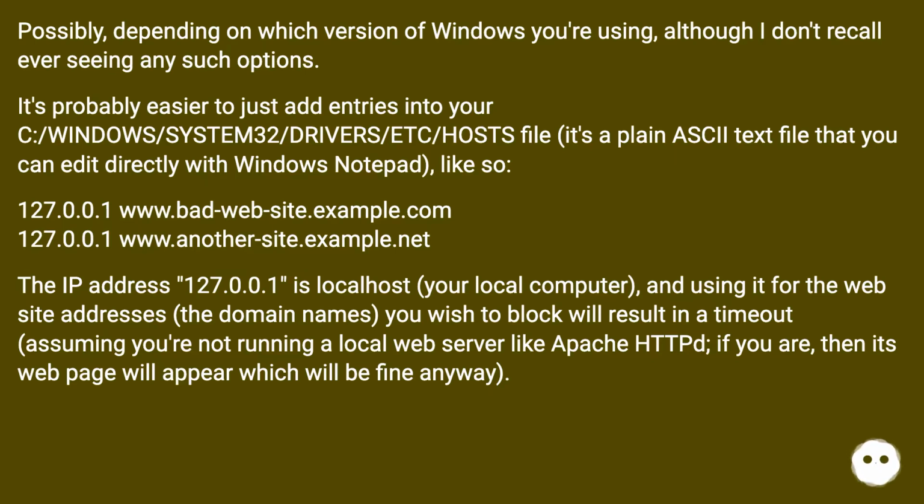127.0.0.1 www.bad-web-site.example.com, 127.0.0.1 www.another-site.example.net. The IP address 127.0.0.1 is localhost, your local computer, and using it for the website addresses, the domain names, you wish to block will result in a timeout, assuming you're not running a local web server like Apache HTTPD. If you are, then its web page will appear, which will be fine anyway.